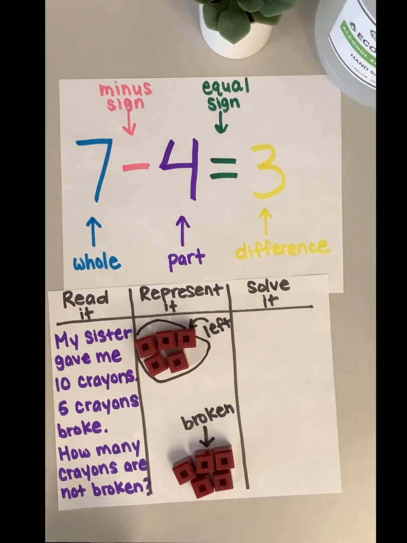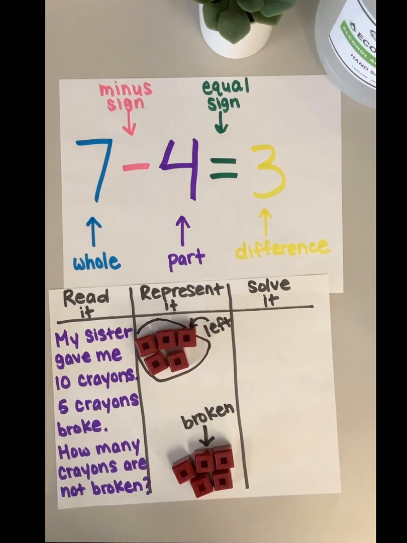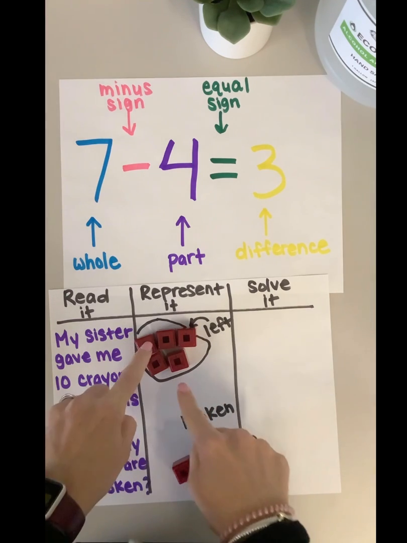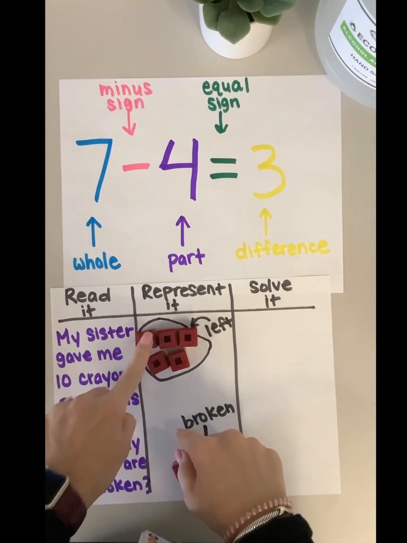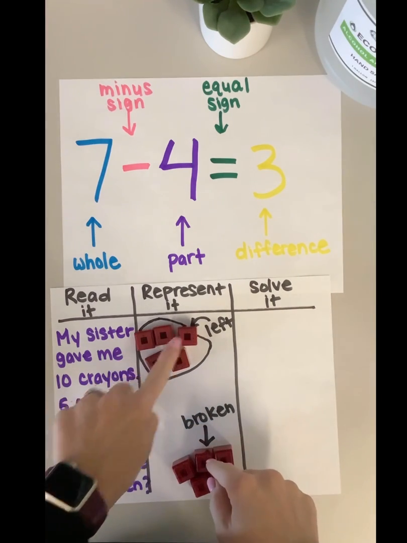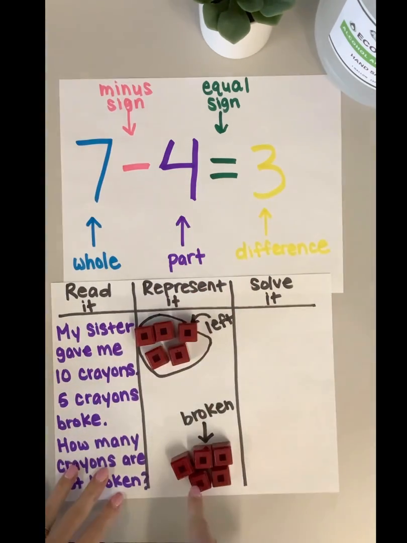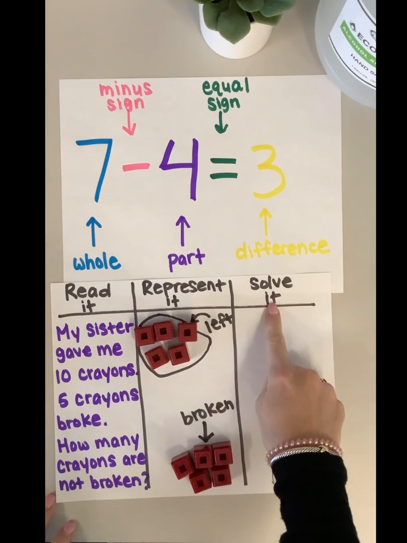Okay, last part. How many crayons are not broken? Well, these are the ones that are broken, so I need to count the ones that are left. Count with me. 1, 2, 3, 4, 5. How many crayons are not broken? 5. Awesome. We read our problem, we represented it. Now we need to solve it.